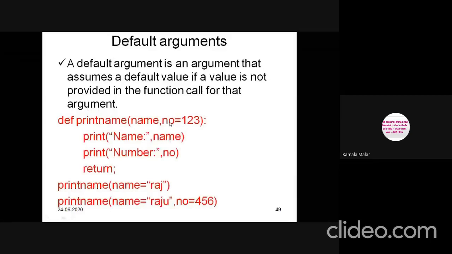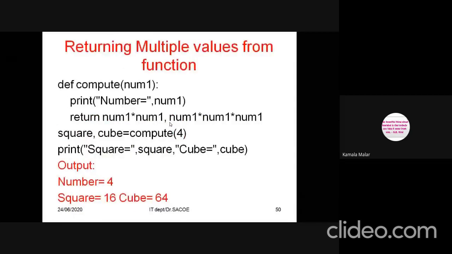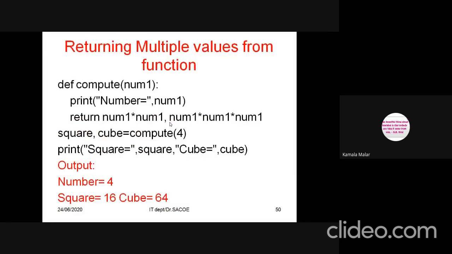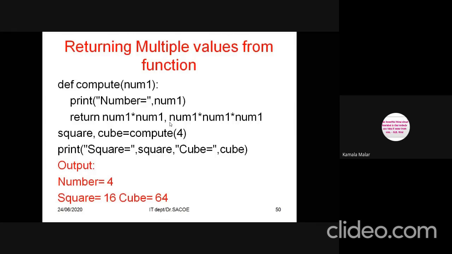So next, return multiple values from a function. We can return multiple values from a function. Okay, so previously we saw returning a single variable. We can also return multiple variable values from the function. How is it possible? Let us see. So here in the function definition, I have given a function definition compute. So I am giving the name compute. I am taking one parameter num1.